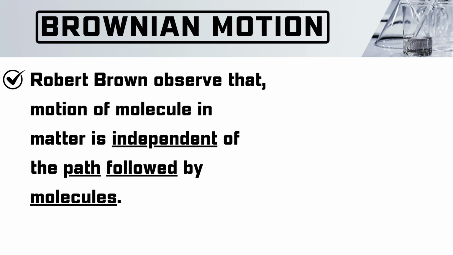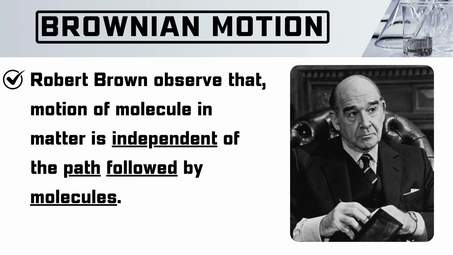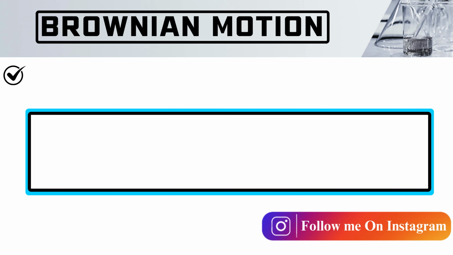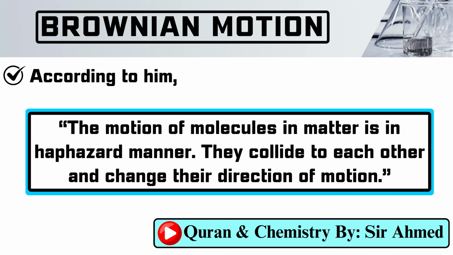Now, we'll talk about Brownian motion. Robert Brown observed that the motion of a molecule in matter is independent of the path followed by the molecules. According to him, the motion of molecules in matter is in a haphazard manner. They collide with each other and change their direction of motion.